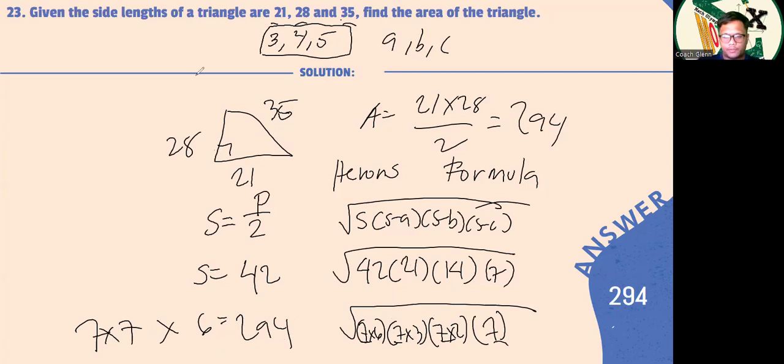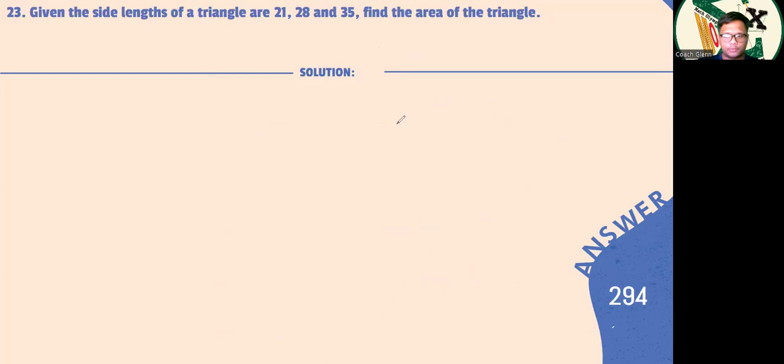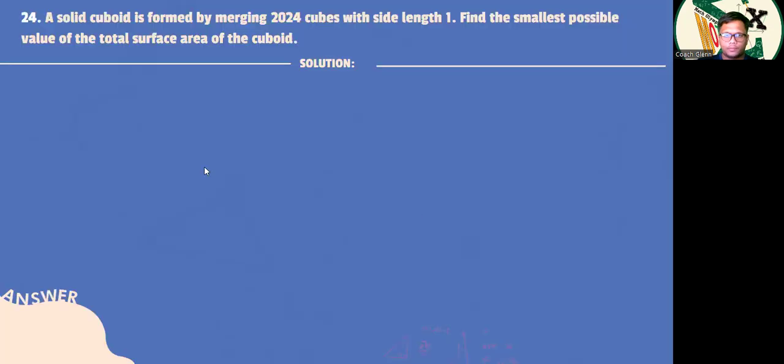Any other questions? If there are no more questions, let's proceed to the next one now. A solid cuboid is formed by merging 2024 cubes with side length 1. What is the smallest possible total surface area of the cuboid?